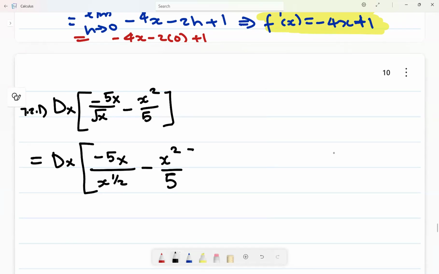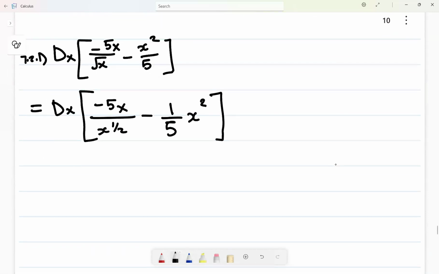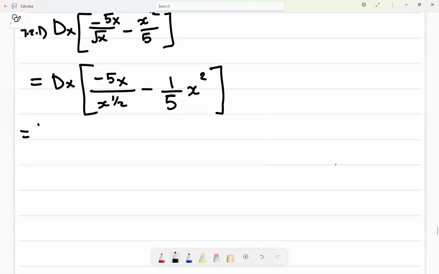This 5, I'm going to leave it at the denominator. Why? Because now I'm not differentiating with respect to 5, but still it is not a constant. This is the same as saying it is 1 x to the power of 2, like that. So that you do not differentiate this one. That will be a big mistake. Then now I need a little bit of simplification, the last step.